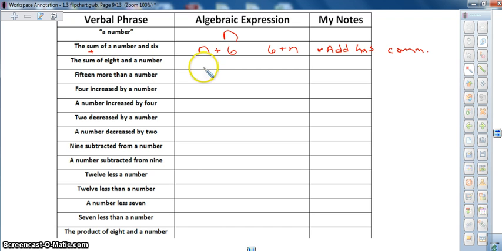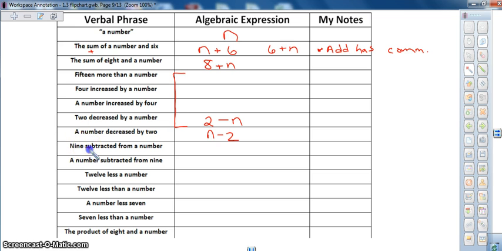The sum of 8 and a number. 8 plus n. Again, could rewrite it. 15 more than a number. 4 increased by a number. A number increased by 4. I would like you to try those right now in your notes, and I will see those. 2 decreased by a number. That's going to be our subtraction at this point. So 2 decreased by a number n. Cannot switch that order around. A number decreased by 2. Try it, pause it, and then start again.